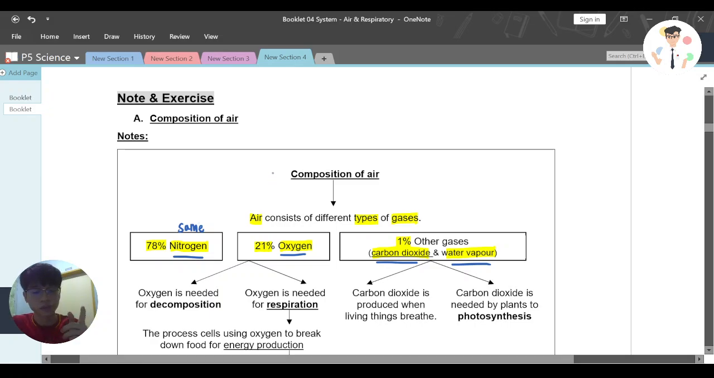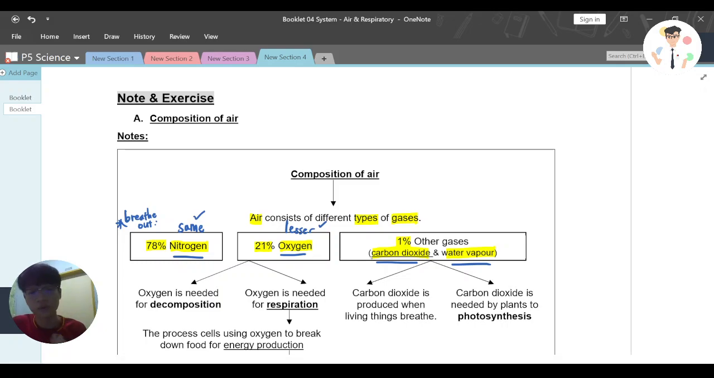Okay, again, this is important as we do some of the questions later. But the amount of oxygen that we breathe in and breathe out is different. For example, if we breathe in 21% oxygen, when we breathe out, it will become lesser. Let me put a label here: when we breathe out, here will be the same, here becomes lesser. The amount of oxygen we breathe out will be lesser compared to the amount we breathe in.